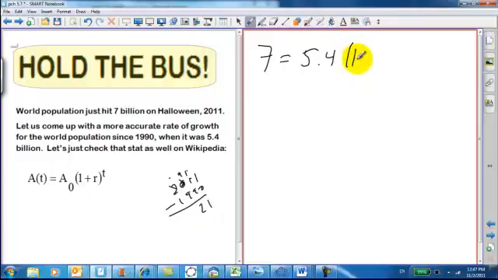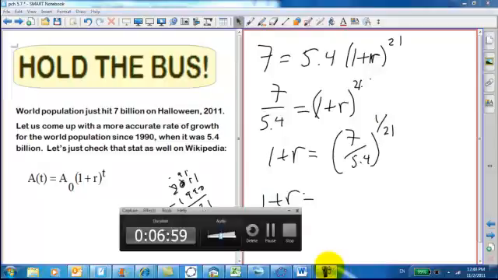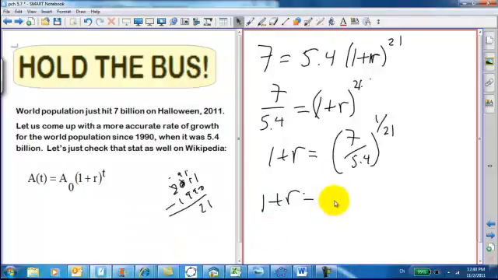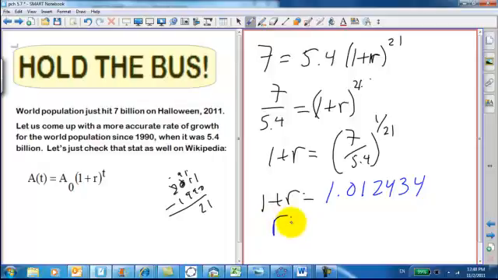So that's going to be 1 plus r to the 21st. Notice this is not a log problem. When the unknown is in the base, then it's just a matter of taking the 21st root. So 1 plus r equals 7 over 5.4 to the 1/21st power. So for 1 plus r, I get 1.012434. So r equals 0.012434.